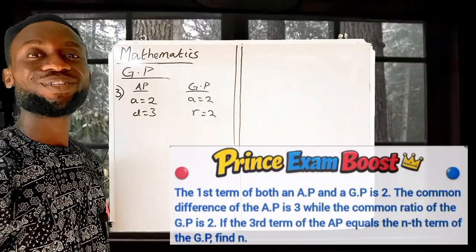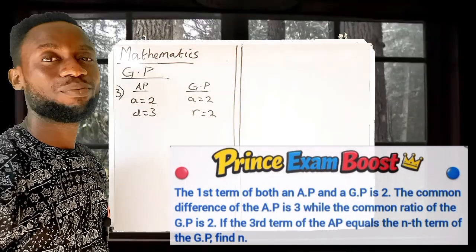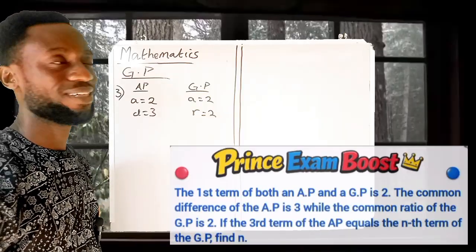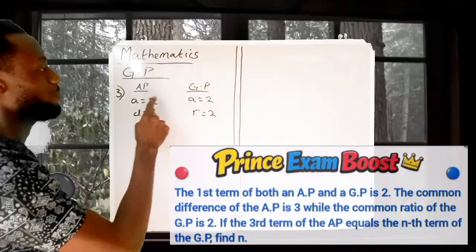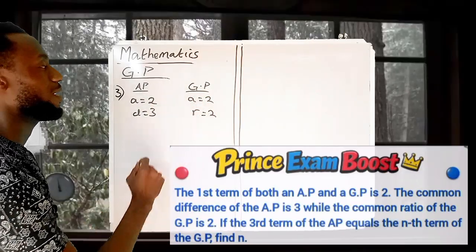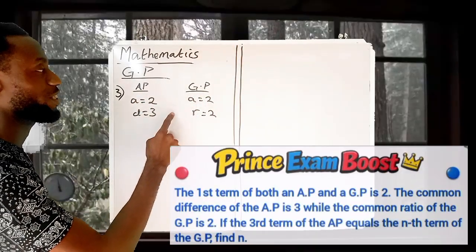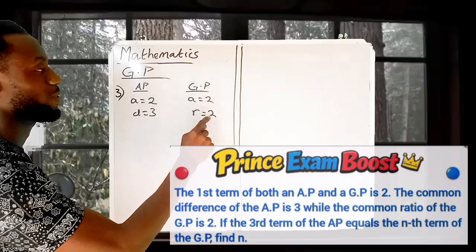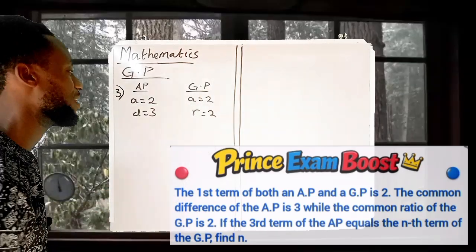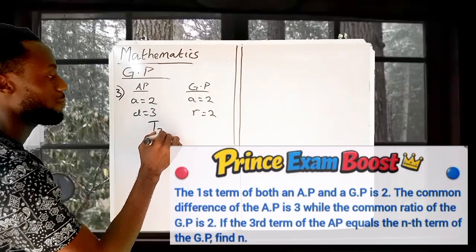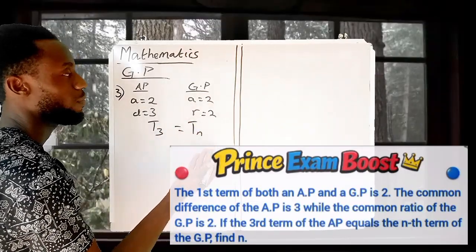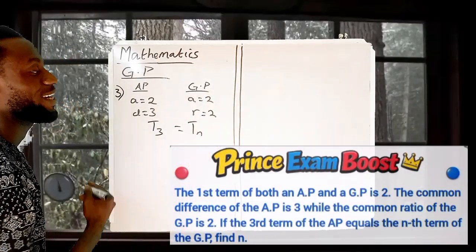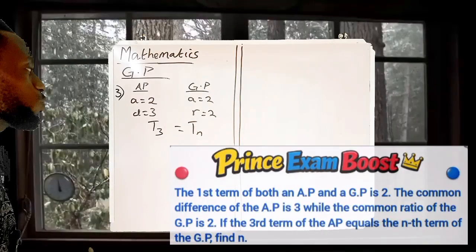Alright, now we have a question in our hands which combines AP and GP together. The question says that the first term of both the AP and GP is 2, and the common difference of the AP is 3, while the common ratio of the GP is 2. And it says if the third term of the AP is equal to the nth term of the GP, find n. So what do we do at this juncture?